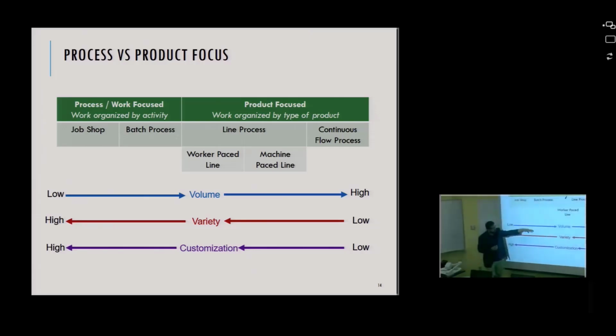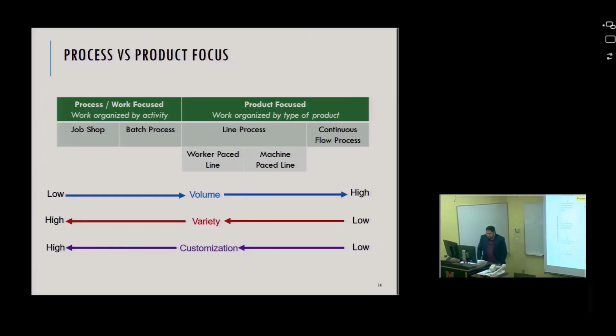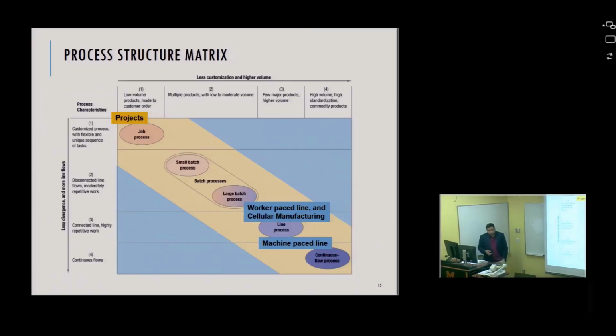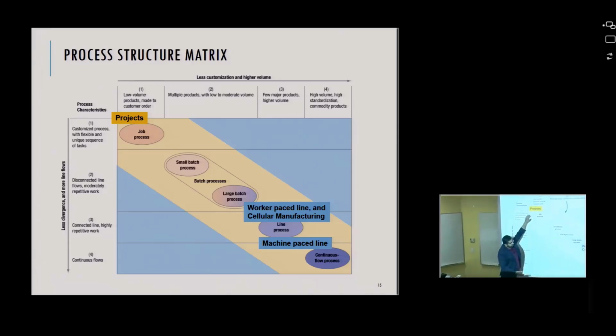Volumes are high that way, variety is high this way, customization is high this way, right? So, straightforward, just summarizing kind of what we did. Okay, so what people noticed working in manufacturing, and then they tested this, so there have been empirical studies testing this. What they found is that you could have work which you can put on a continuum from projects to continuous flow.